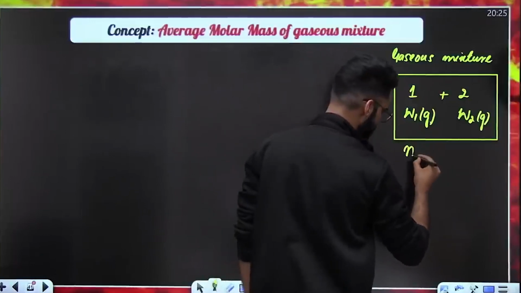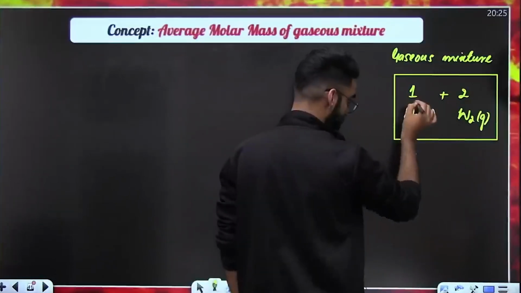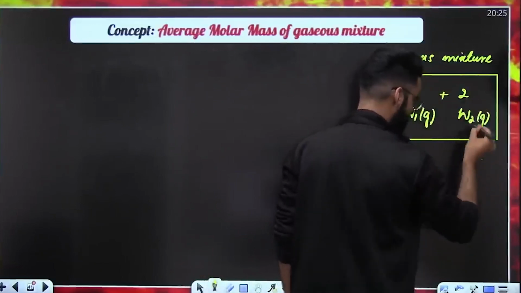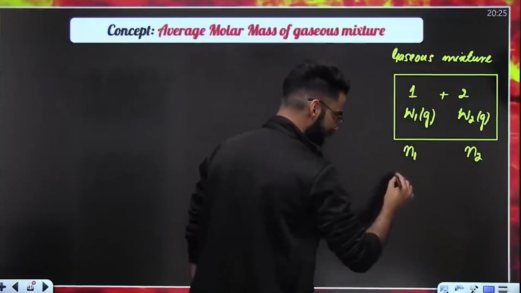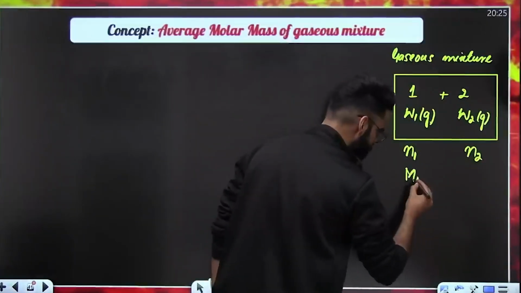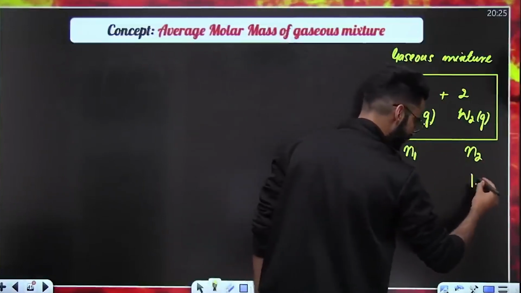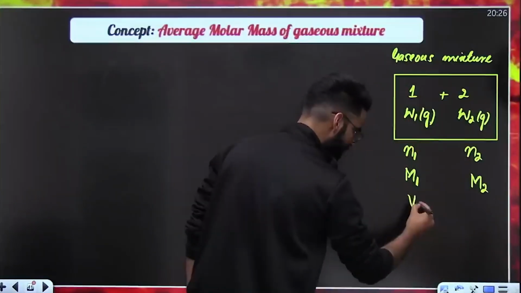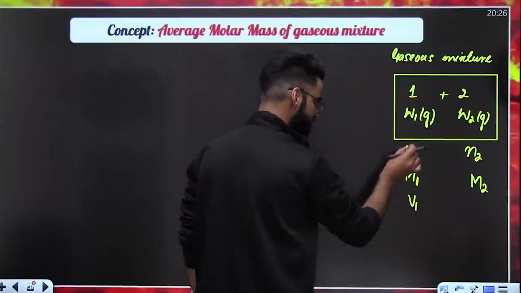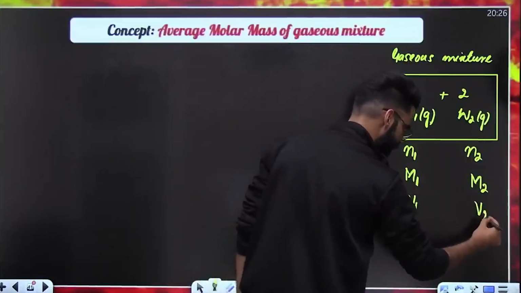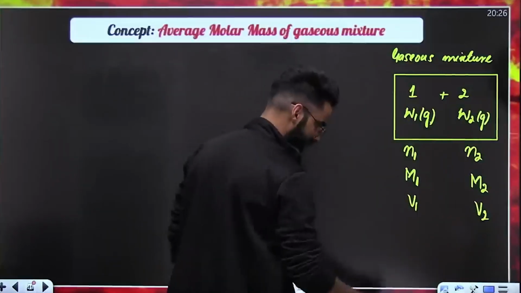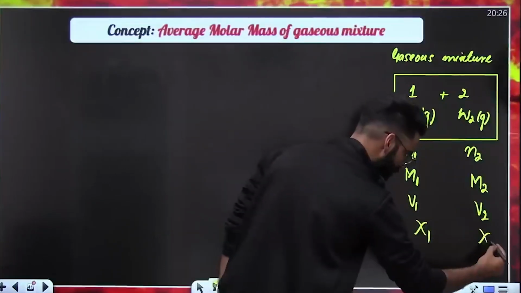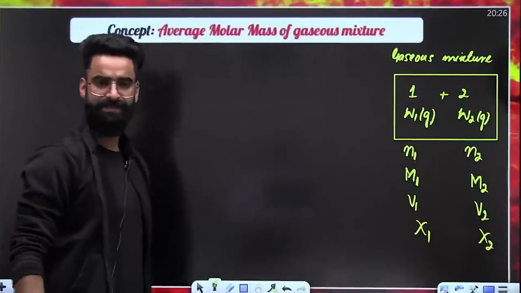Similarly, for example, N1 represents the number of moles of gas 1 in the container, and N2 represents the number of moles of gas 2 in the container. Similarly, M1 represents the molar mass of gas 1 in the container, and M2 represents the molar mass of gas 2 in the container. V1, let's assume, represents the volume of gas 1 in the container, V2 represents the volume of gas 2 in the container. Mole fraction of gas 1 is represented by Chi1, and mole fraction of gas 2 in the container is represented by Chi2.